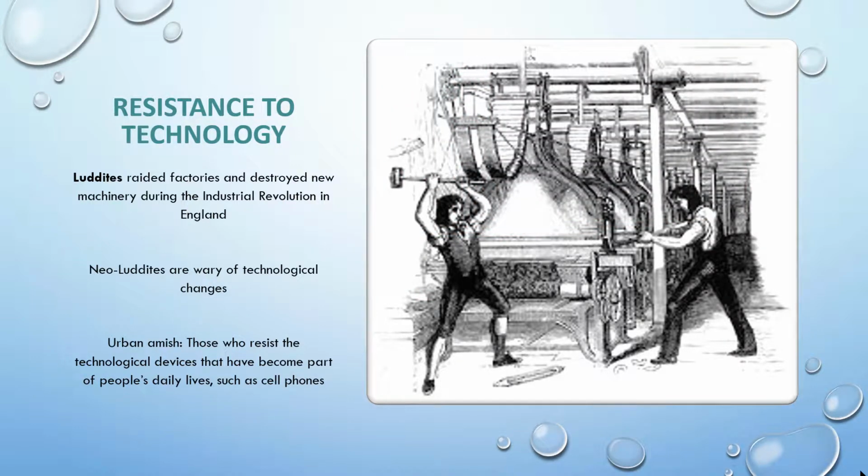While the resistance of the Luddites and the French workers was short-lived and unsuccessful, they have come to symbolize resistance to technology over the last 2 centuries. Another example are the urban Amish, those who resist the technological devices that have become part of people's daily life, for example, cell phones.